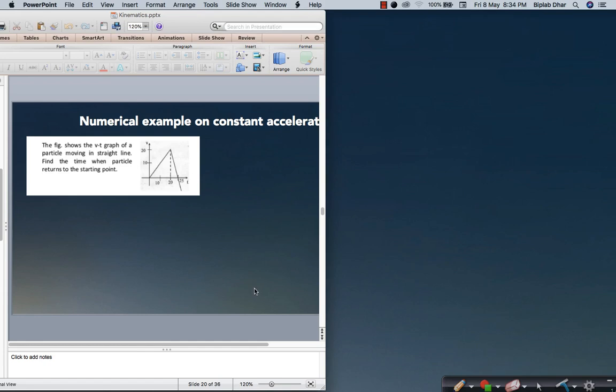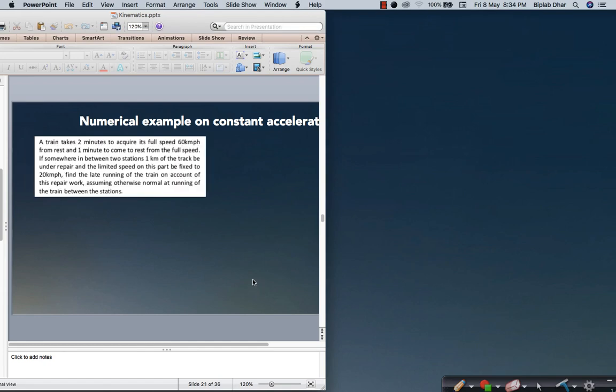Let's see what we have in our next question. It says a train takes 2 minutes to acquire its full speed of 60 km per hour from rest and 1 minute to come to rest from the full speed. If somewhere between the two stations 1 kilometer of the track is under repair and the limited speed on that part is 20 km per hour, find the late running of the train on account of the repair work, assuming otherwise normal running of the train between the stations.